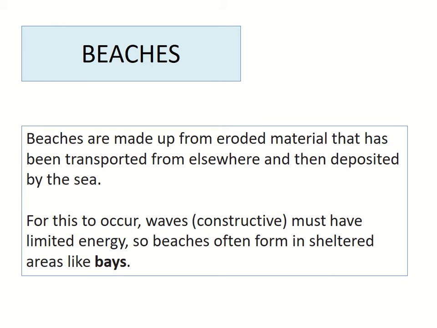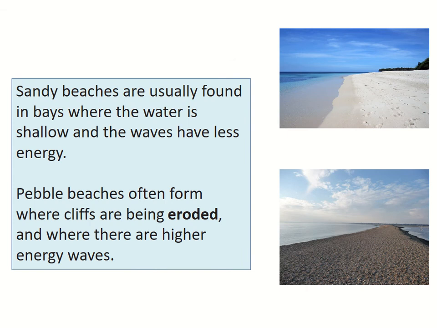So beaches are made of eroded material. We know that when a cliff is eroded, that material is then transported via longshore drift and deposited somewhere else. And for this to occur, the waves must be constructive, they must have limited energy, and so most beaches tend to form in sheltered areas like bays.